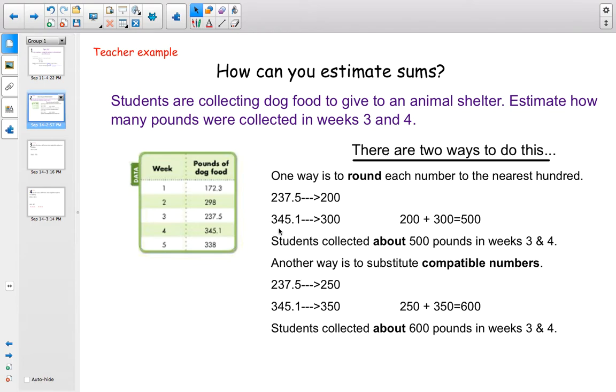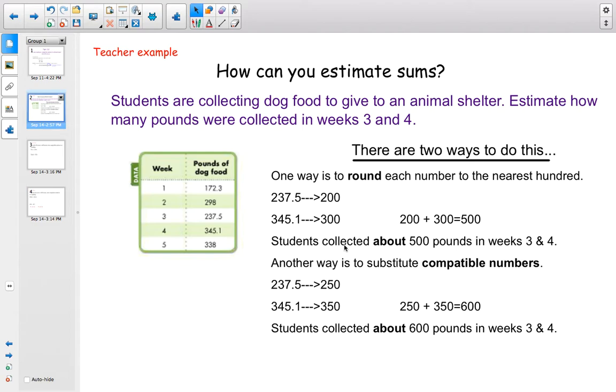Down here, we have 345 and 1/10, so we're going to look at that 3 as our underlined digit. Look to the right for our helper number, which is a 4, and that tells me that I'm going to let it rest, so my number is going to round to 300. So now my problem is much easier, and I can do this one easily in my head. 200 plus 300 equals 500. So students collected about, remember about is our keyword here, students collected about 500 pounds in weeks 3 and 4.